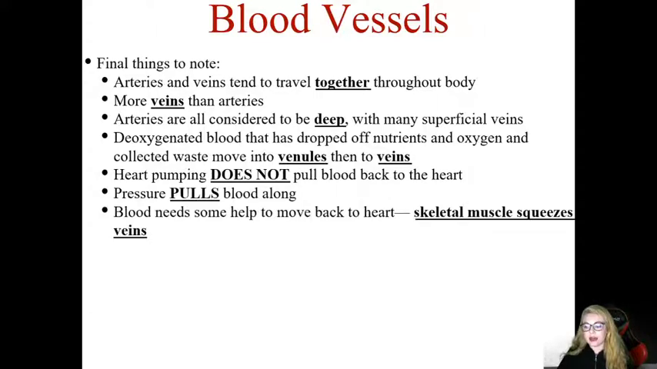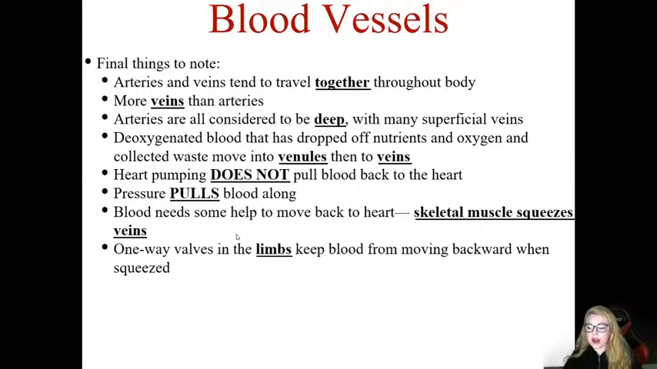Blood needs some help to move back to the heart, though, and that's where skeletal muscles come in, and the skeletal muscles squeeze those veins. So your skeletal muscles actually serve a purpose in moving blood back to your heart. Additionally, there are one-way valves in your limbs which keep blood from moving backward when it's squeezed.